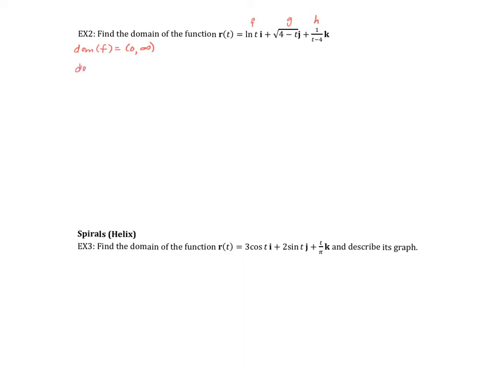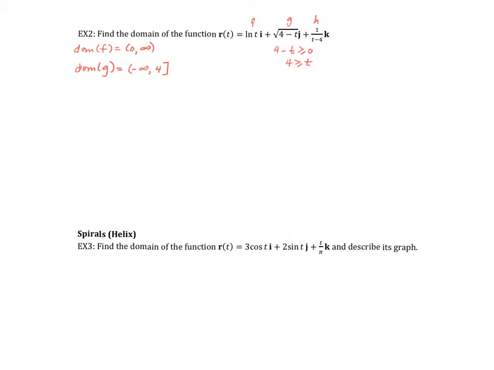And the domain of g, which is the square root function, remember the square root function can never be negative. So what I'm doing here is I'm taking 4 minus t and making sure that it's greater than or equal to 0, which means that my t values have to be less than or equal to 4. That would be the interval from negative infinity to 4. I can include 4, so I'm going to use a bracket.